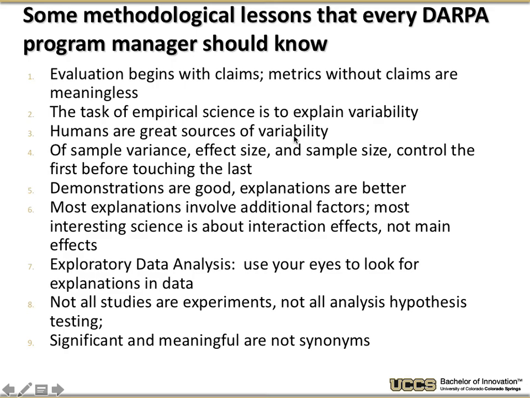I would actually define that slightly differently. The design of empirical science is to develop models to explain or reduce the variability, right? Not that experimental science tries to explain it, right? The models help you explain it.